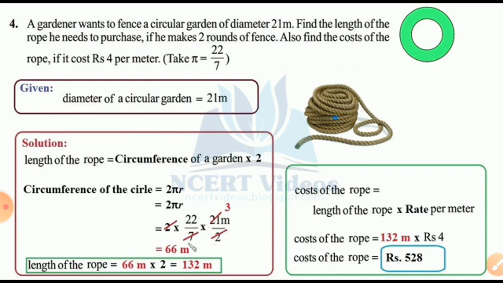Now you have 22 into 3, which gives you 66 meter, and you have to multiply with 2. This is one circumference, the second one is 132 meter. Okay, look at the second part of the question.